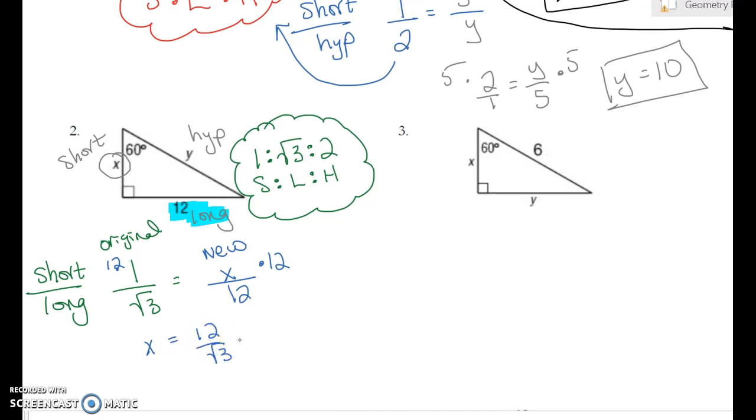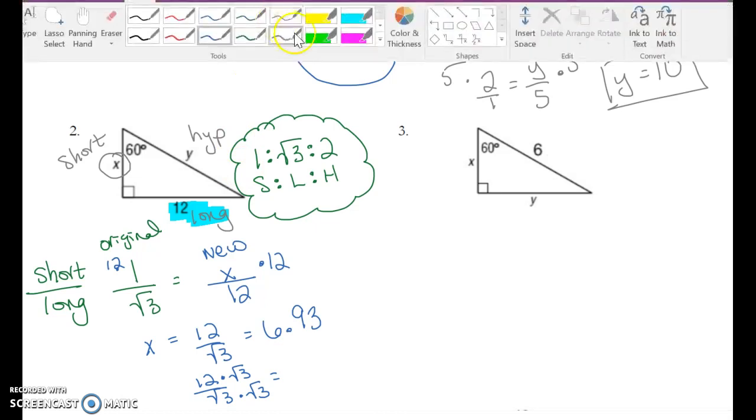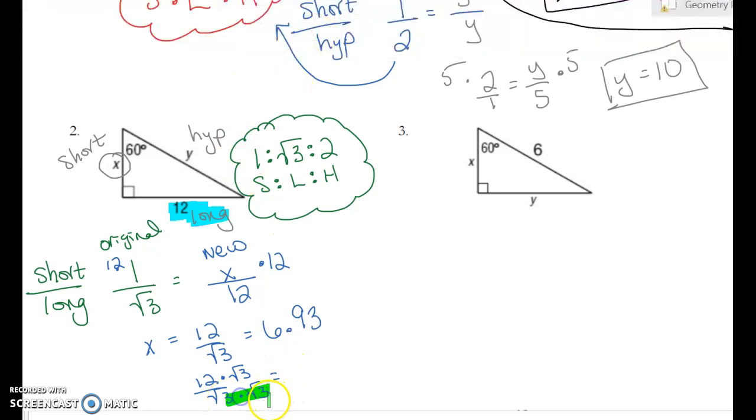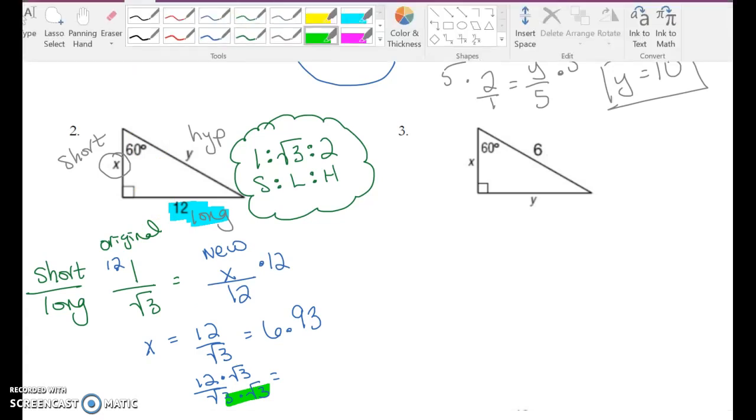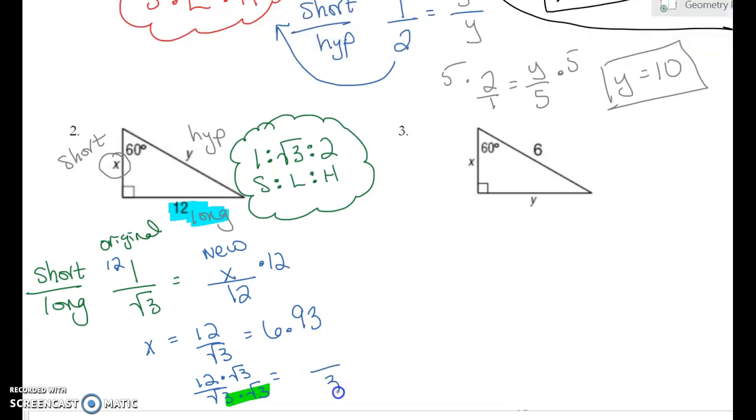Now, there's a couple different ways you could do it. One thing you could do is actually do the math and find the decimal, which is 6.93. But really what you should be able to do is also rationalize the denominator. And so I can't have a square root of 3 on the bottom, so I multiply by square root of 3 on top and the bottom. And what that does is it gives me the square root of 9 here. The square root of 3 times the square root of 3 is the square root of 9. And the square root of 9 is 3, so that's why I'm going to get 3. So I get 12 square root of 3 over 3.